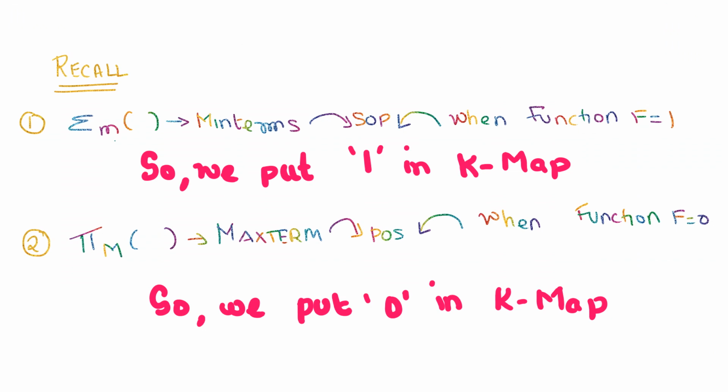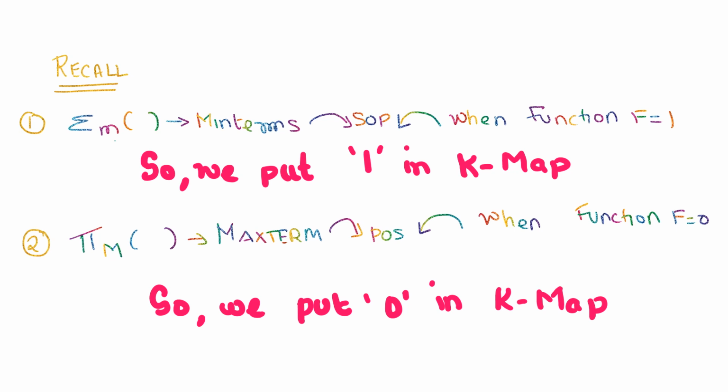Before moving into the problem, let us just recall that if the Boolean expression is given to you in a symbolic form, either in terms of summation small m or product capital M, we know that summation small m is represented by min term, and min term is nothing but sum of product. Also, if the function value gives me 1, then that represents my SOP, that is sum of product, and so we put 1 in our K-map designing.